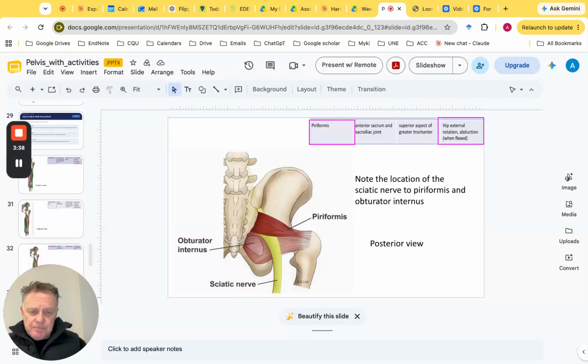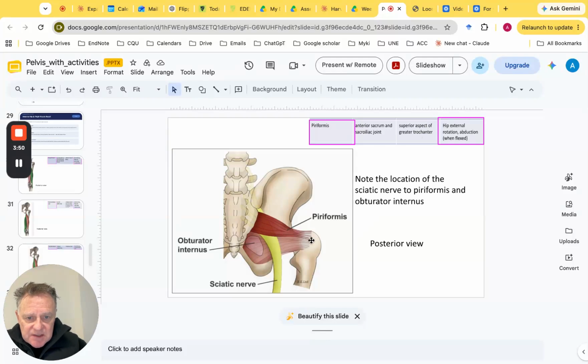All right. I just want to make mention of this. This is the piriformis muscle. Here's piriformis here, from the anterior aspect of the sacrum into the greater trochanter. Now, as you can see from there, this is a posterior view, obviously. So when it contracts, it's going to externally rotate the femur, and abduct the femur as well when it's flexed.